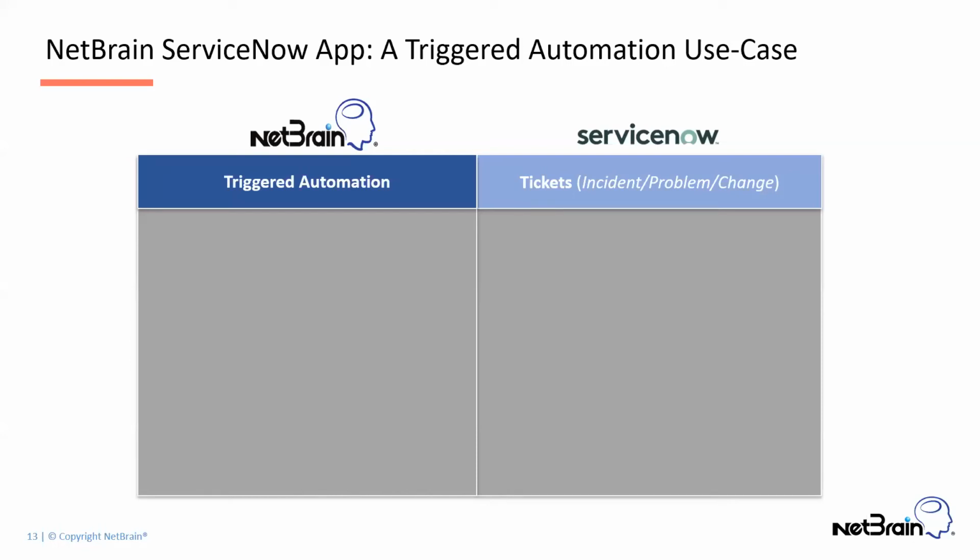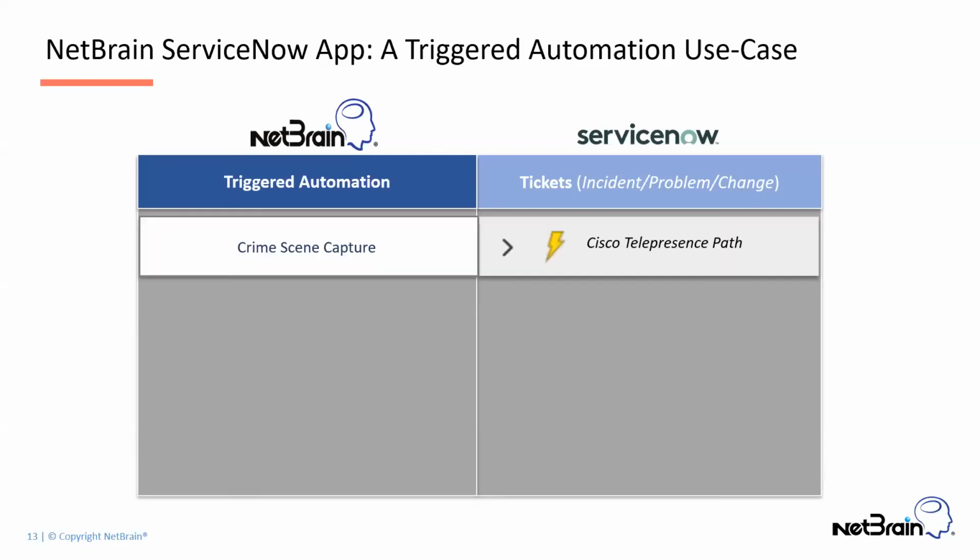So triggered automation integration here with ServiceNow gives us the ability to auto-capture that crime scene, that problem area of the network for every IT incident, and enrich that ticket with a dynamic map. We'll show this in a moment in a brief demonstration, but this is embedded directly into the ticket. So this enables us to automate that best first response diagnosis.